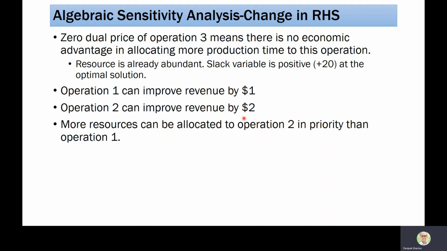Now you remember that in graphical method, we had some questions. Now the same question, if we ask that which particular operation we should give priority. For answering this question, we will be looking at the dual price, and we know that operation 2 has the maximum dual price among the three. Then more resources should be allocated to operation number 2.